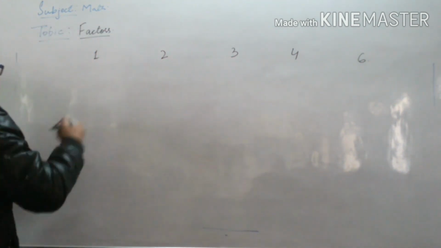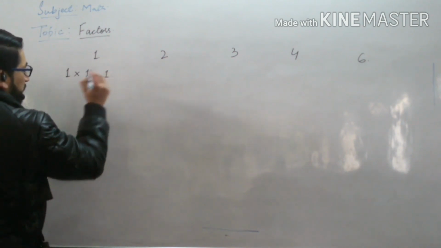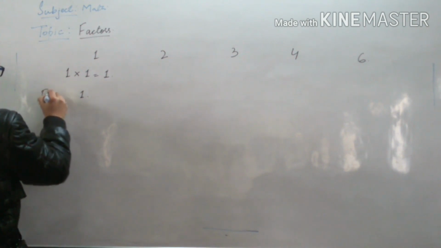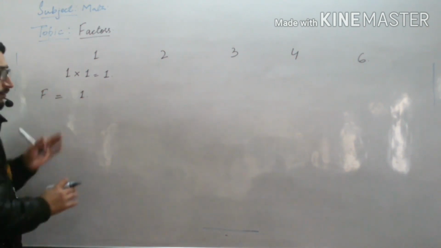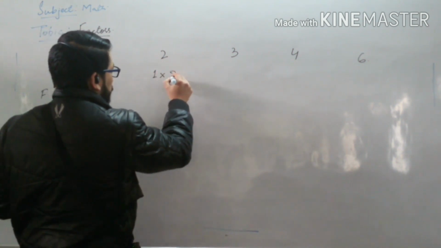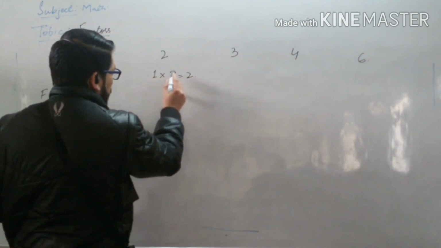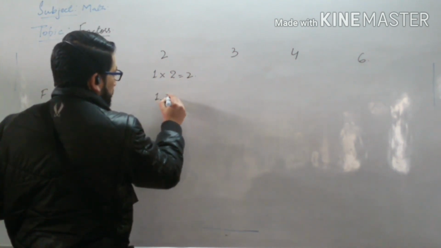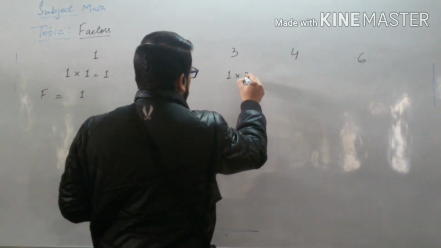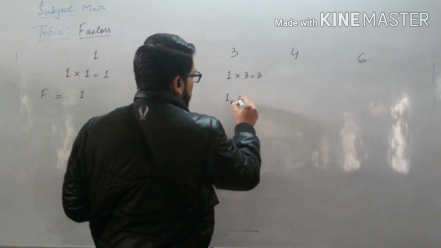Suppose here 1, if we multiply 1 with 1, the answer will be 1. So here the factor of 1 will be 1. And when we multiply 1 with 2, the answer is 2. So 1 multiplied by 2, so the factors of 2 are now 1 and 2. Same here, factors of 3. 1 multiplied by 3 is equal to 3. So here the factors of 3 are now 1 and 3.